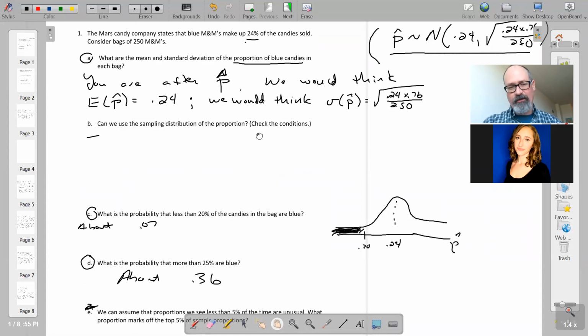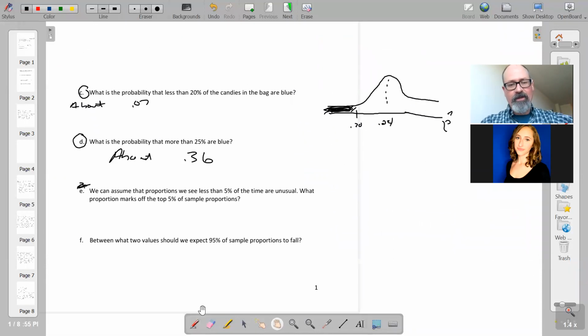Again, I don't really want to go back and do B right now. What I would like the groups to consider for a few minutes are the results of E and F. Maybe you haven't done that yet. It's very leading. We can assume that proportions we see less than 5% of the time are unusual. What proportion marks off the top 5% of sample proportions? You can find out where that is on Statcrunch.